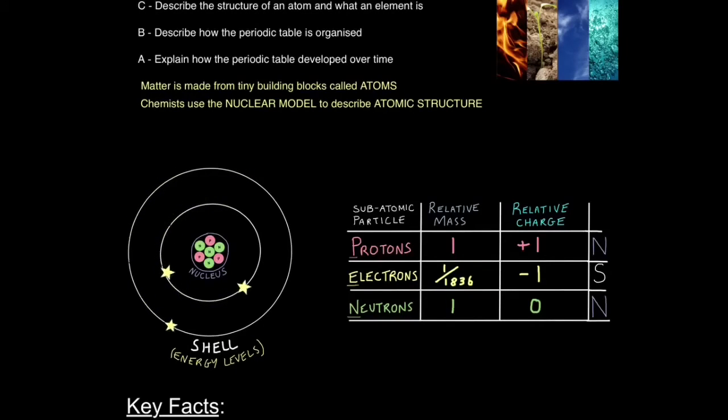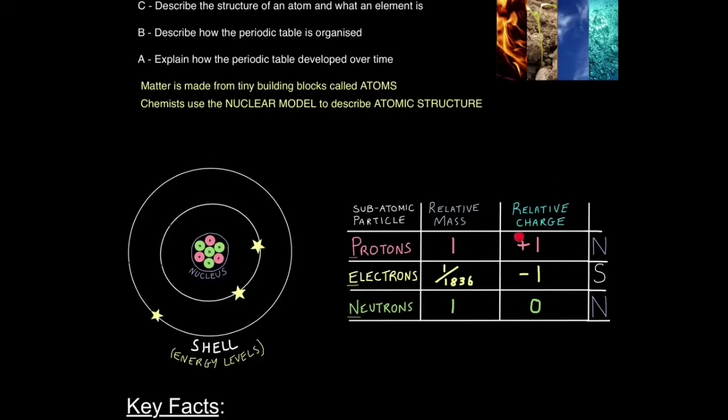The point is, the mass of an atom comes from the nucleus, from the protons and neutrons, not from the electrons. So if you wanted to work out the mass of this atom, you just count up the individual particles in the nucleus, 7 in total, 3 protons, 4 neutrons.